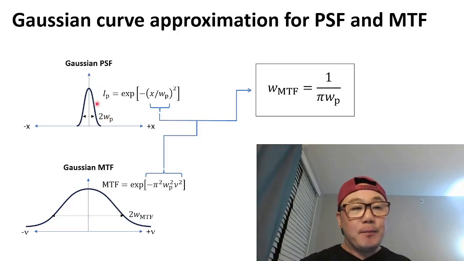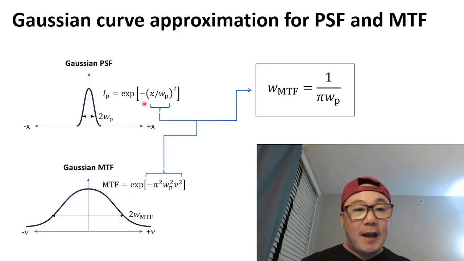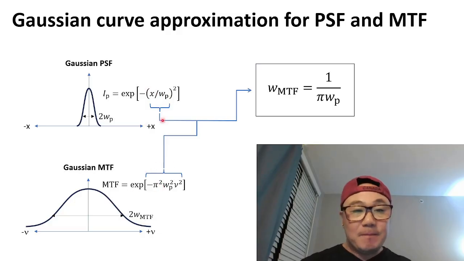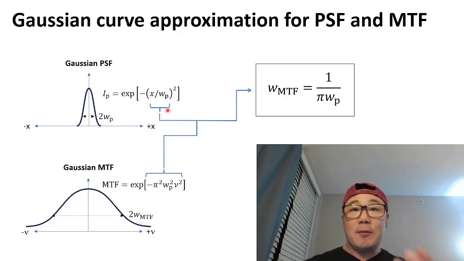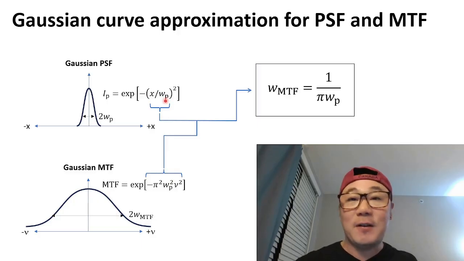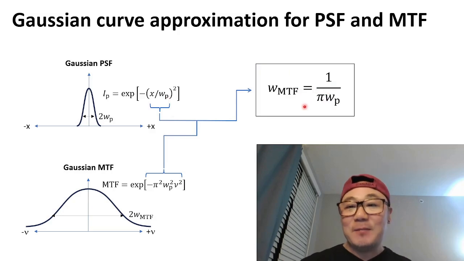So the Gaussian point spread function has a half width W_P. The Gaussian MTF has a half width W_MTF. And if you take the Fourier transform of this, you get this. And if you look at what's in the exponent and relate the two, you can write the width of the Gaussian MTF as a function of the width of the Gaussian point spread function. Put it together and you get this relationship here, an inverse relationship, right?